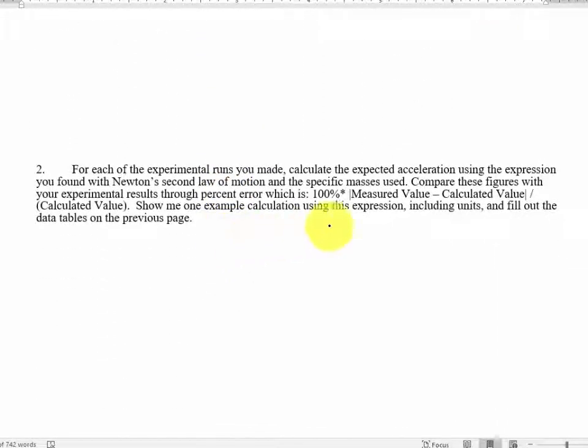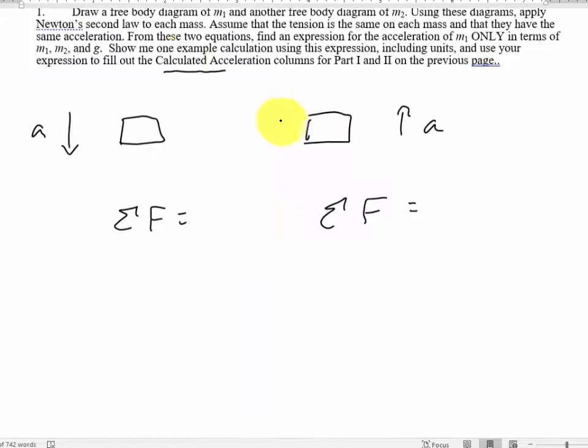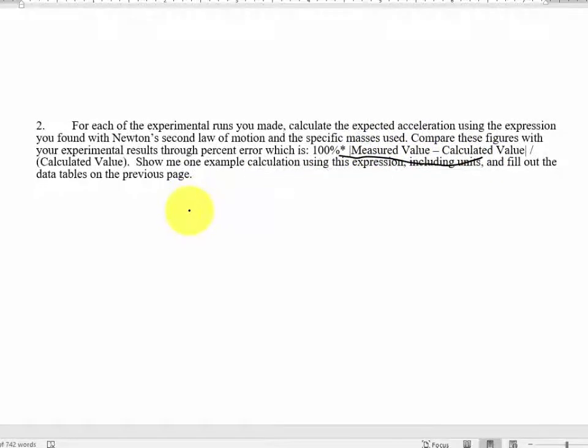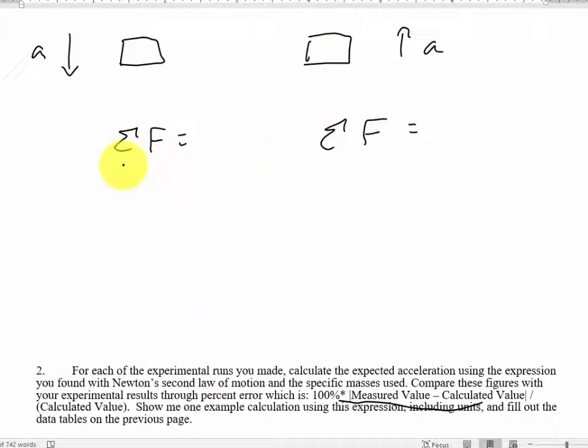Then I'm going to have you fill out the calculated acceleration in the table, and then you're going to come down here and calculate what your percent error is. Again, if your percent error is rather large, then something bad happened, and you better be looking at your algebra up here, or you better be talking to me on Zoom or via email.